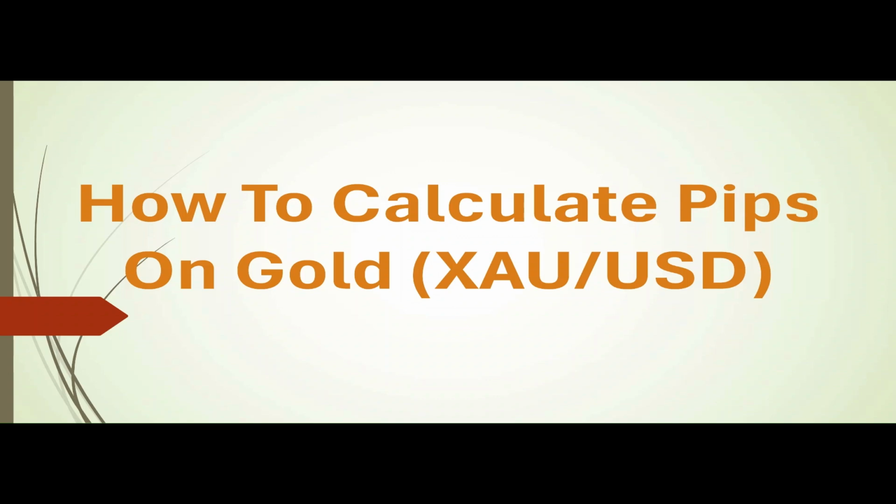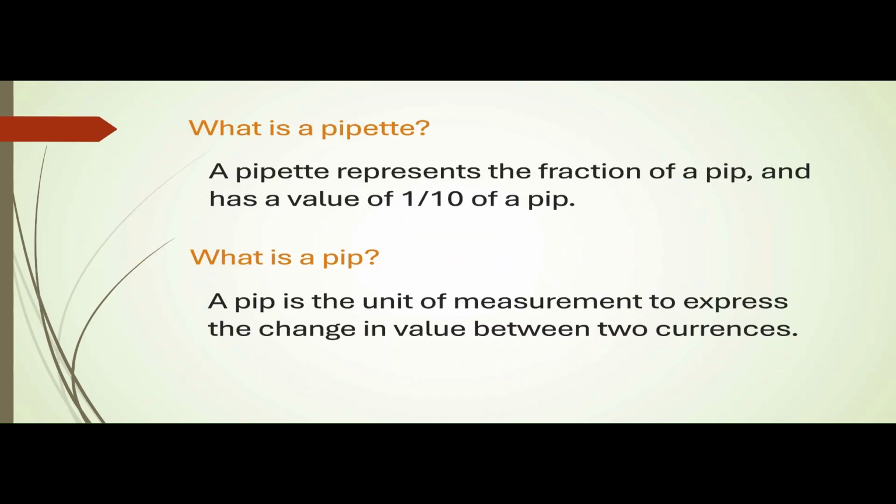So, how to calculate pips on XAUUSD gold. First of all, let's look at what a pipette is. A pipette represents a fraction of a pip and has a value of 1/10 of a pip. That's a pipette. Now, what's a pip? A pip is the unit of measurement to express the change in value between two currencies.